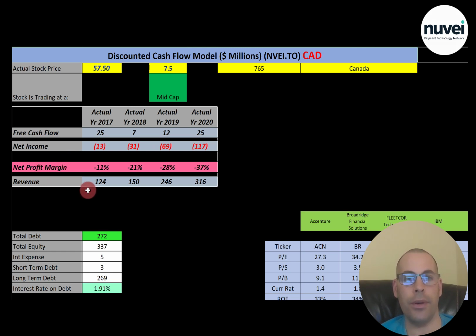Let's look at the revenue. Revenue looks really good. It's growing a lot. It went from 124 million to 316 million in 3 years.